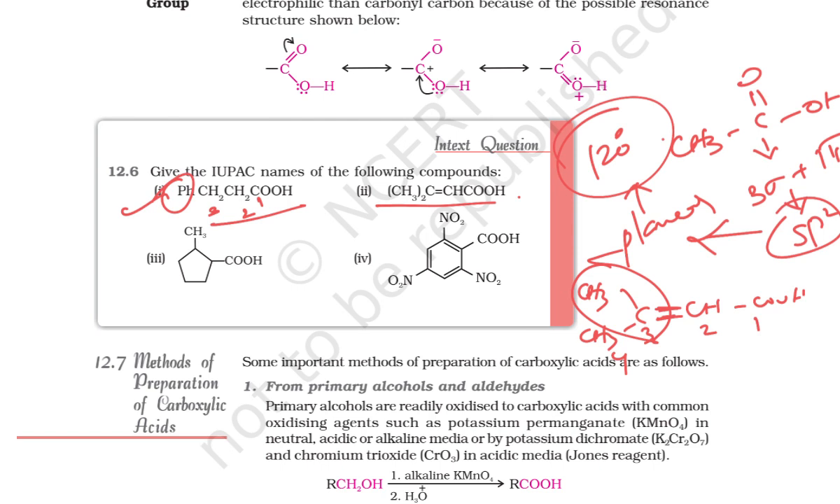When it comes to this one, there is a cyclopentane. This is your functional group, this is your substituent. At the second position there is a methyl, so 2-methyl cyclopentane carboxylic acid. Clear, right? When it comes to this one, so 1, 2, 3, 4, 5, 6, it is 2,4,6-trinitrobenzoic acid. Okay, clear.